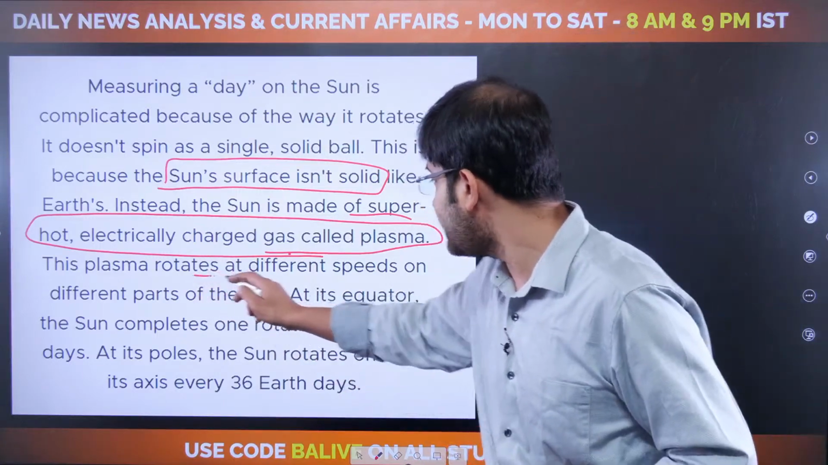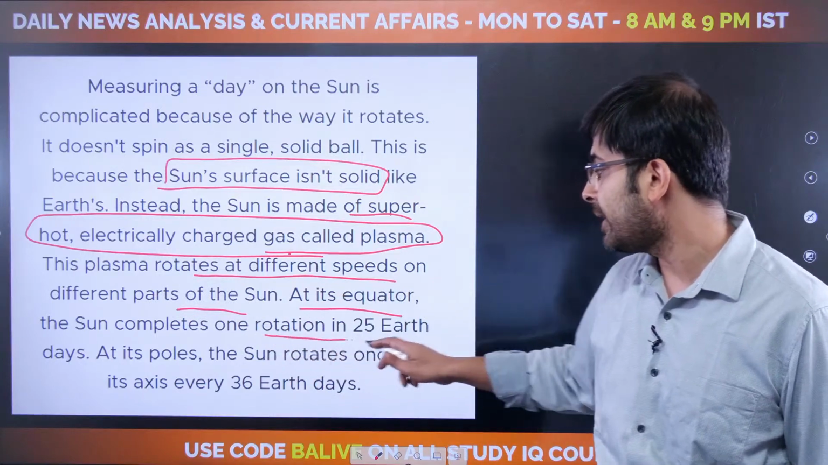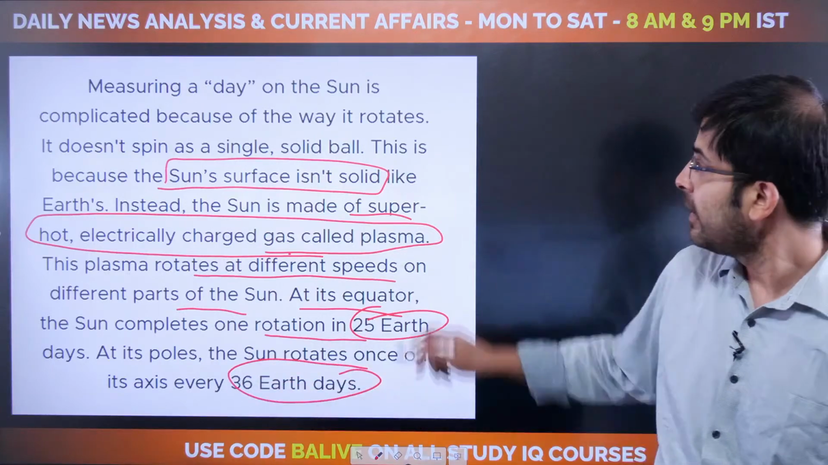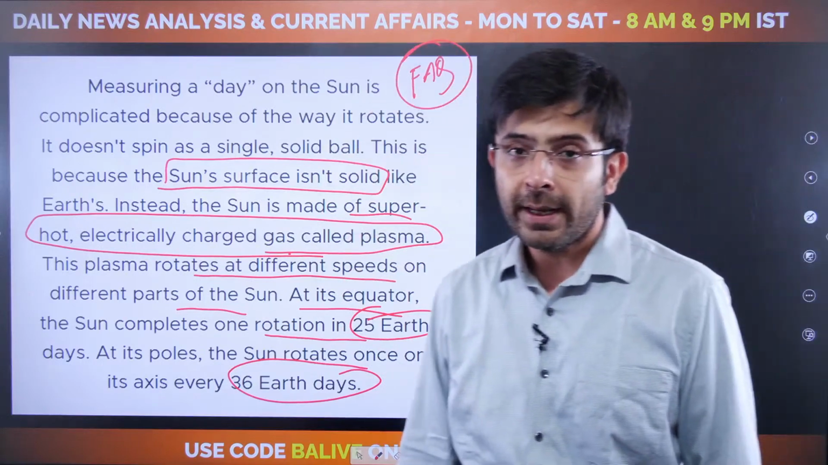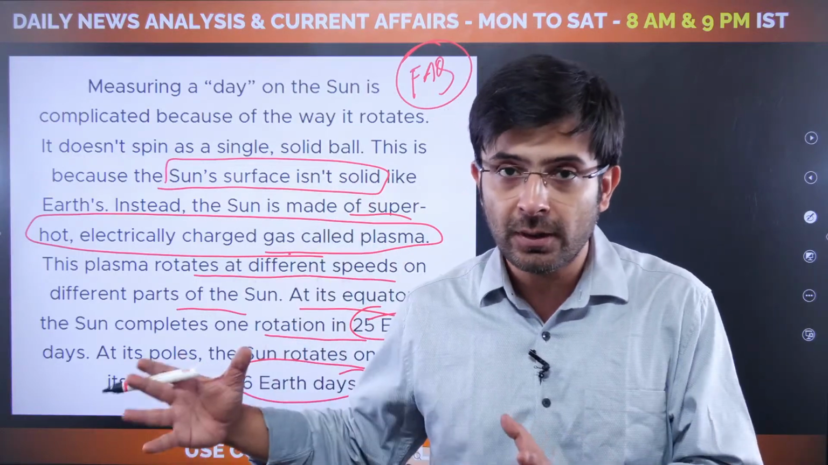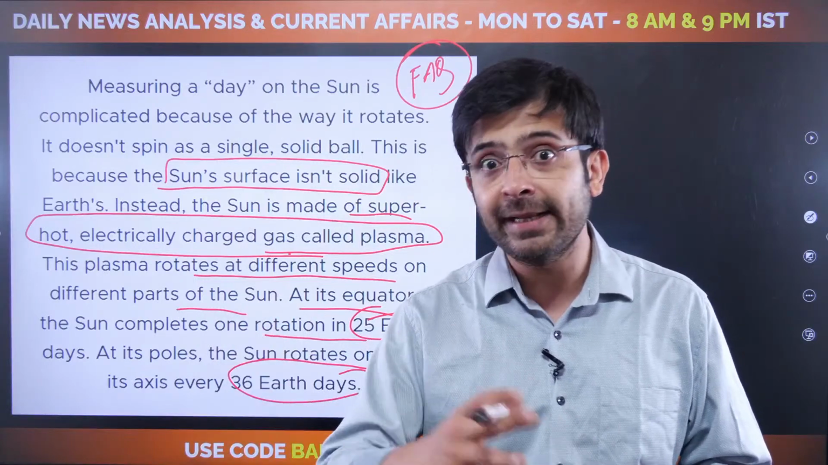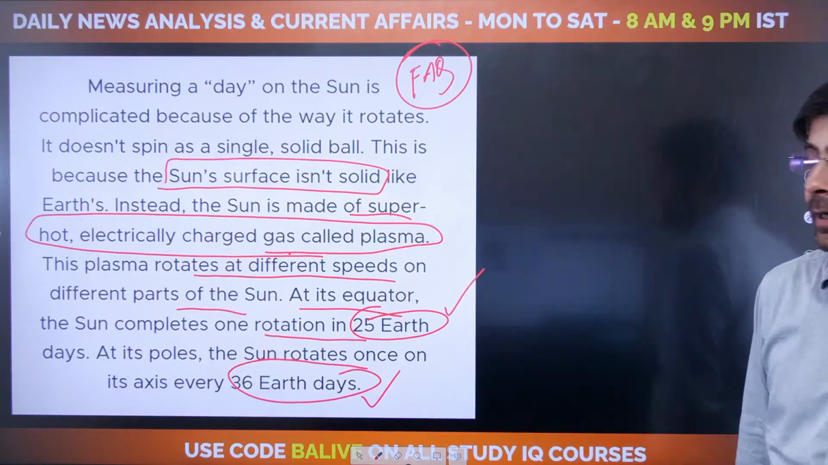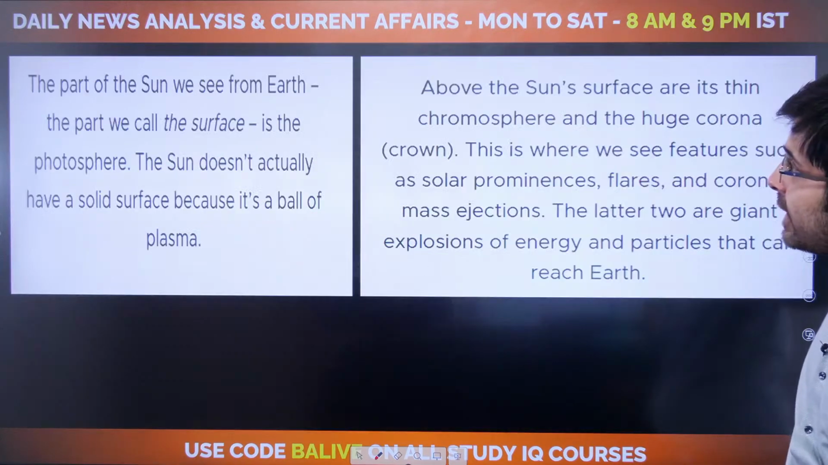So this plasma rotates at different speeds on different parts of the sun. At its equator, the sun completes one rotation in 25 Earth days, and at its pole in 36 Earth days. Okay. Some FAQs about the sun that I have given for you that you should be aware of. The length of a day is not constant on the sun. The way it is acting and counteracting is different, which is why at the poles the rate of rotation is different from the equator. So these are the FAQs that I have for you.